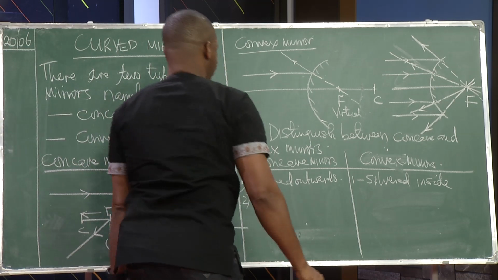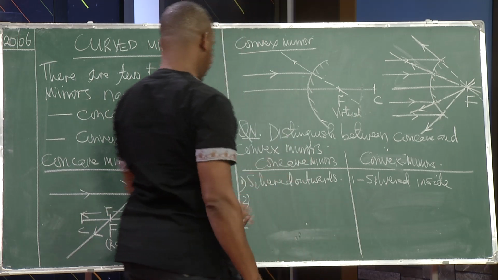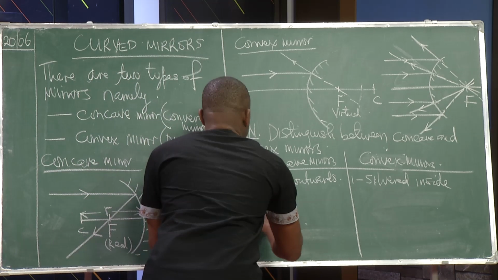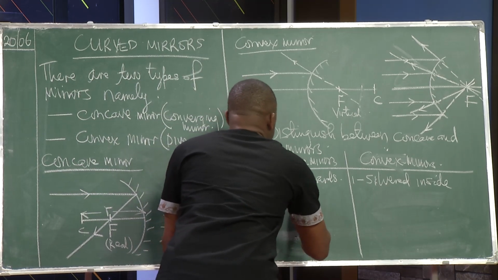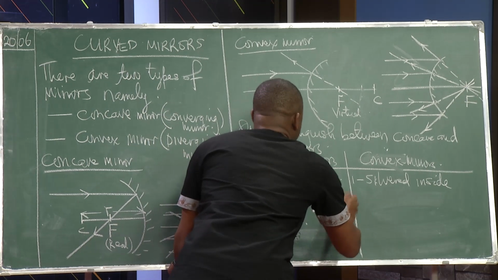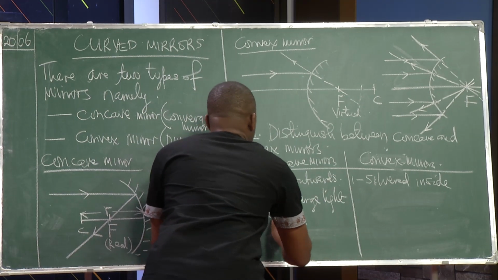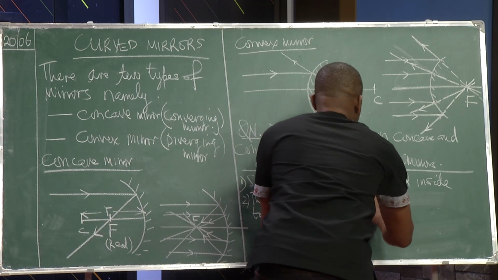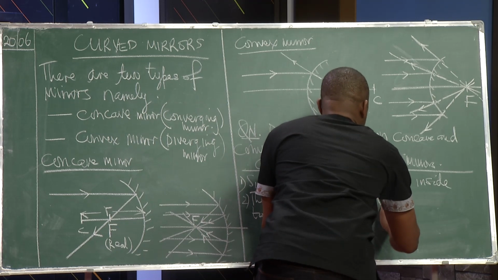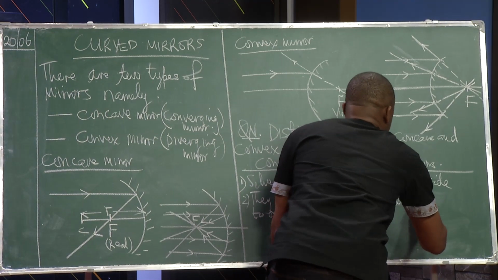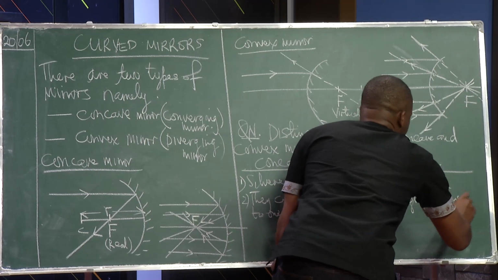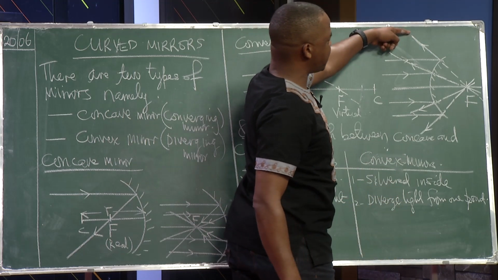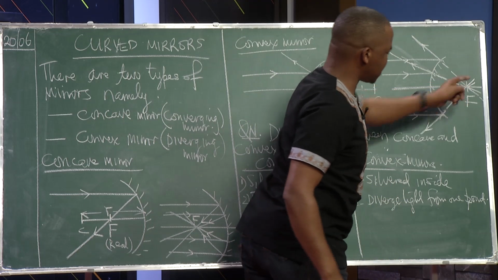Two, these ones, the concave mirrors, as you notice here, they converge light to one point, and of course this is the principal focus. These ones diverge light from one point to an observer that is somewhere here. They see this light ray as if it is coming from there.